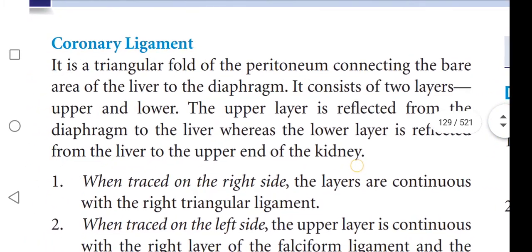Next, coronary ligament. Coronary ligament is a triangular fold of the peritoneum connecting the bare area of the liver to the diaphragm. It consists of two layers, upper and lower. The upper layer is reflected from the diaphragm to the liver, whereas the lower layer is reflected from the liver to the upper end of the kidney.